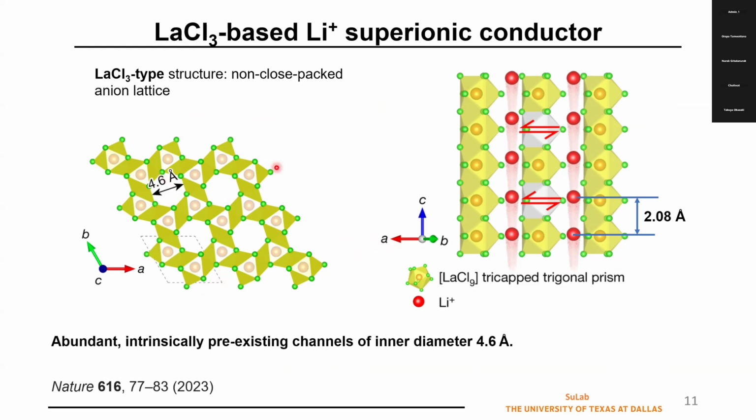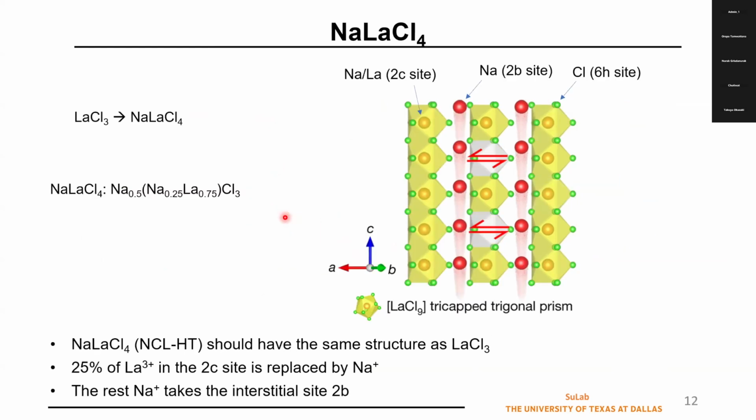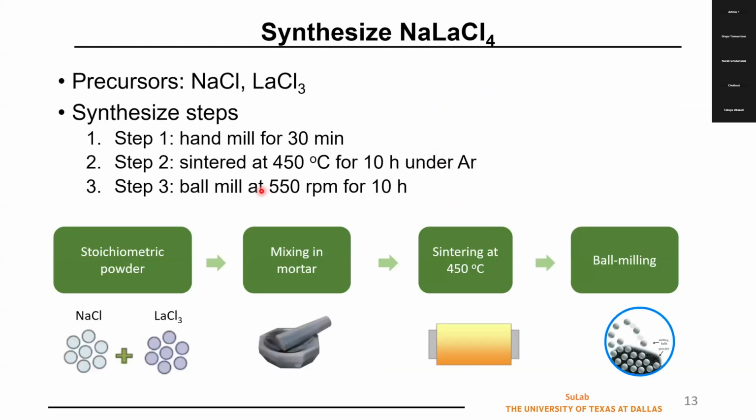So building on this work, we're trying to replace the lithium with sodium, to develop a sodium lithium chloride. So this is sodium lithium chloride. If you write it, it's sodium 0.5, sodium 0.25, lithium 0.75, and chlorine 3. So this part is the lithium chloride, which means 25% of lithium is replaced by sodium, and the rest, 50% of sodium, stays in the 1D channel. So this is our target crystal structure. Some sodium and lithium are in the 2C site, and the rest of sodium stays in the 2B site, which is the 1D channel.